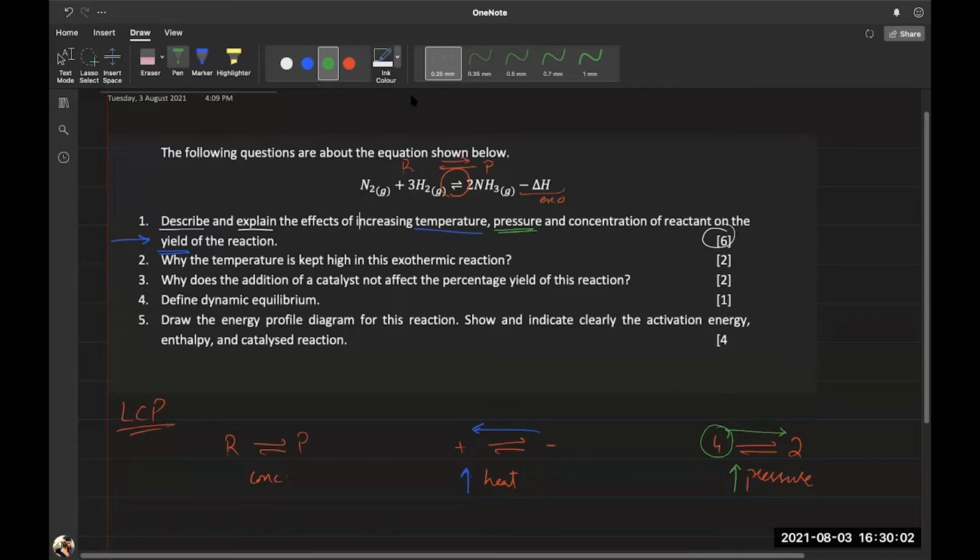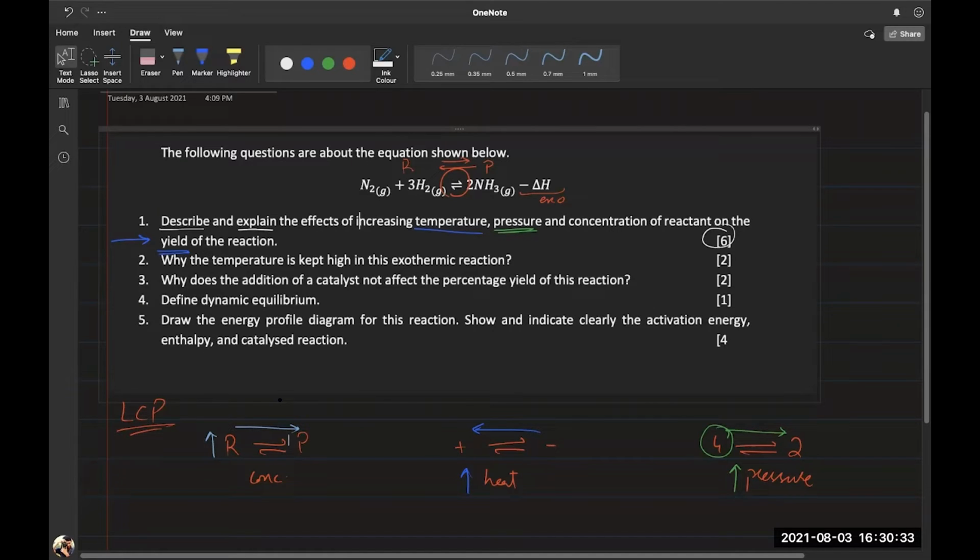All right, third factor, concentration. If I increase the concentration of reactant, the reaction goes to the right. So the description is yield goes up. The explanation is that the reactant is used up, so reactants collide more, and so more product is made. That's the explanation. 6 marks.